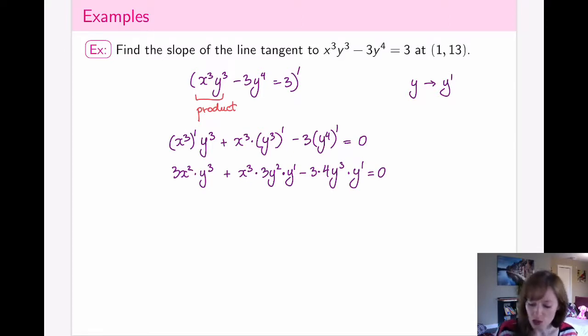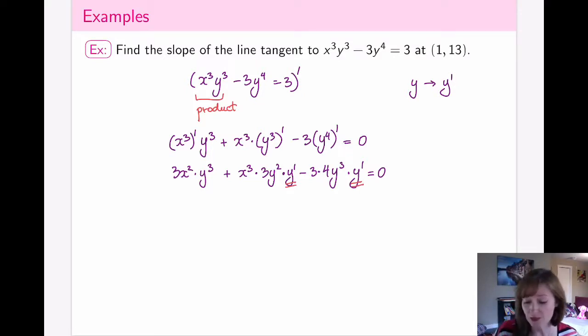Great. So let's go back and read what the question is asking. I would like the slope of the tangent line, so I'm after y prime at this particular point. Notice that y prime occurs in 2 spots, here and there. So if I were asked for the y prime expression in general, I can just isolate those 2 terms on the left-hand side and solve the entire thing for y prime.